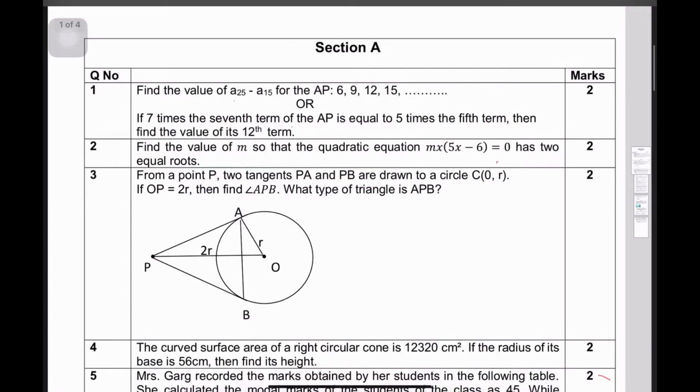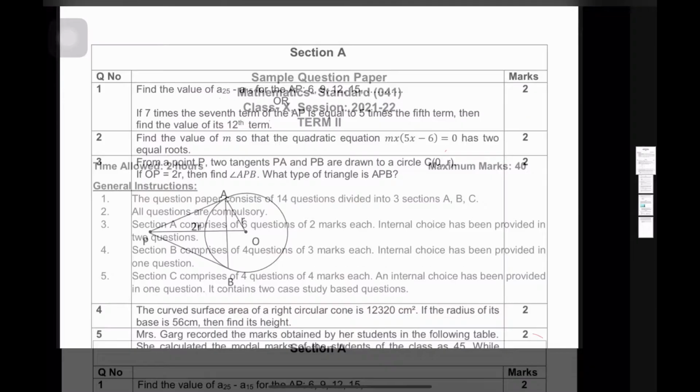The next question is choice 2. In the first question you have 2 choices, either the first one or the second one. So what's the second one? If 7 times the 7th term of an AP is equal to 5 times the 5th term, then find the value of its 12th term. The 7th term is a7, the 5th term is a5. So how do we do this?